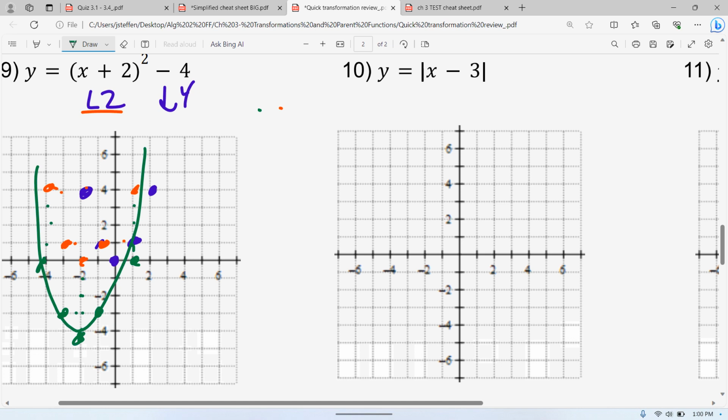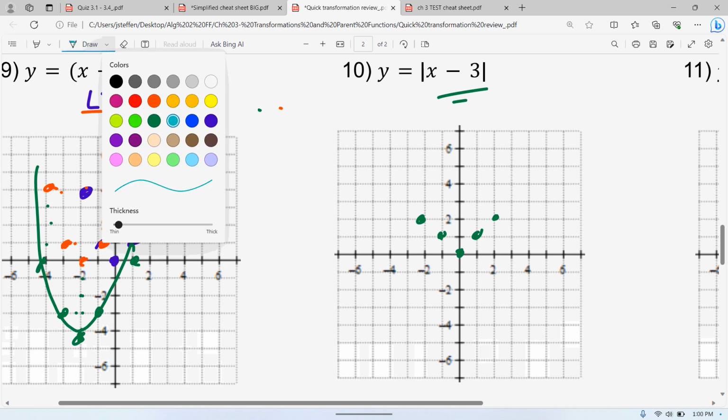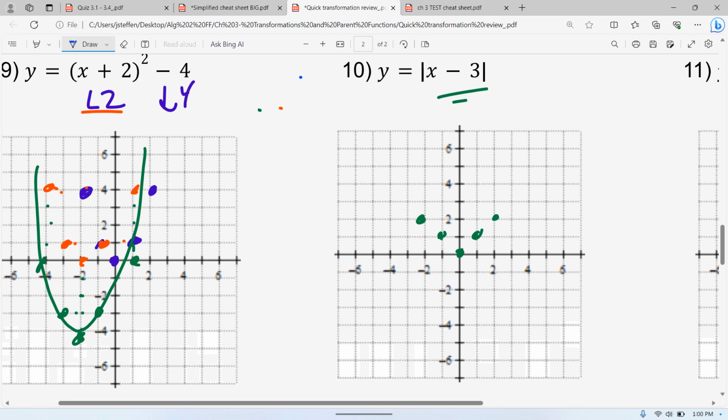Number 10, same absolute value. So my parent function is going to look something like this. To the right 3. So to the right, 1, 2, 3. 1, 2, 3. That's what you end up with. Now I'm hoping that this left, right, up, down stuff is getting pretty easy, but we've got a couple more I want to talk about.